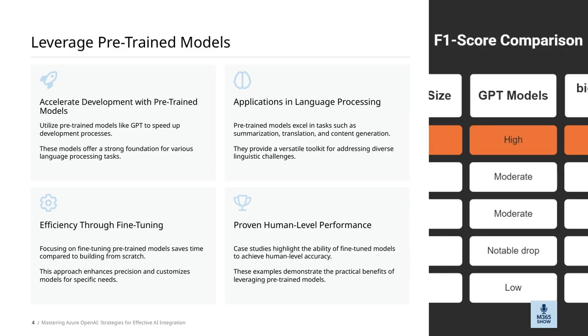Pre-trained models excel at tasks like summarization, translation, and content generation. These are some of the most common challenges in language processing. They serve as a versatile toolkit, ready to tackle a wide range of linguistic tasks. And from a development perspective, using models like GPT can significantly accelerate our projects. They give us a strong foundation, enabling faster deployment and more reliable results. Overall, leveraging pre-trained models aligns perfectly with our goal of integrating AI efficiently and effectively into our workflows.